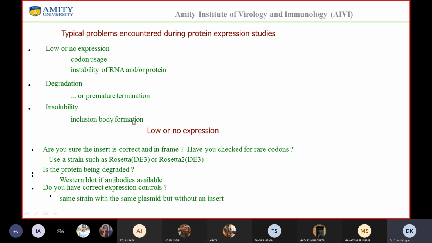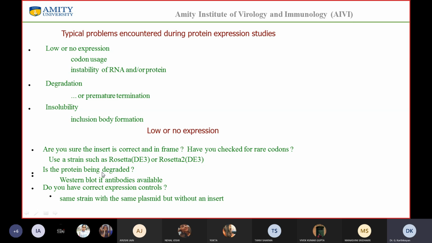Okay. When you have low or no expression, then the question is, are you sure that the insert is correct and it is in frame? And if it is so, it could simply be that it may be having one or two rare codons, which are probably not used very frequently by E. coli. And if that is the case, then you need to go back and correct that. Or you can use strains like Rosetta or Rosetta 2, which carry additional transfer RNAs for some of those things.